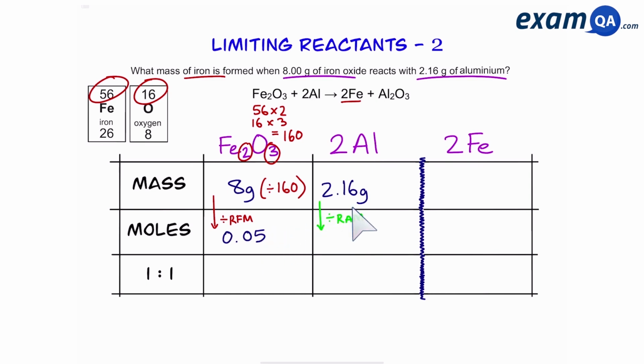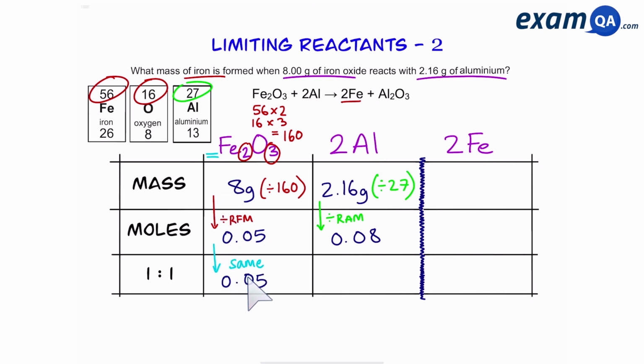We're going to do the same thing for aluminium. Aluminium is 27. We have 1 aluminium, so that's going to be 2.16 divided by 27, which is 0.08 moles. Next, can we see, are they 1:1? In front of iron oxide, there's nothing, which means there's a 1 there. So that will be the same, 0.05 moles. But in front of aluminium, there's a 2, so we have to divide the moles by 2, giving us 0.04 moles. Now again, the limiting reactant is going to be this one.